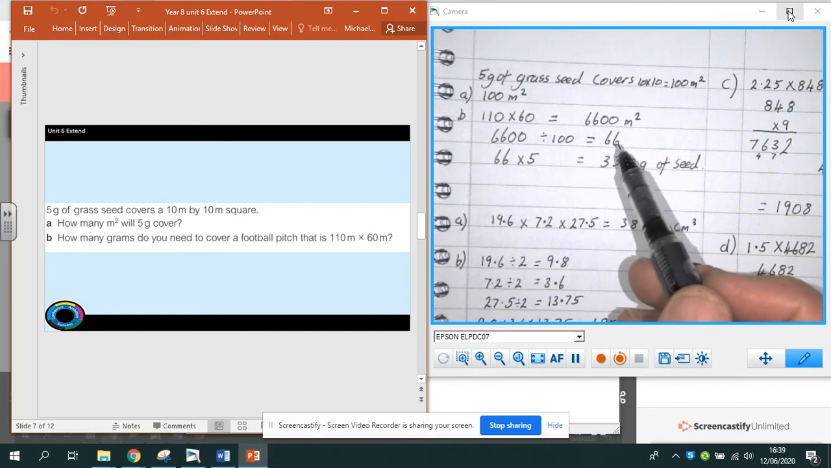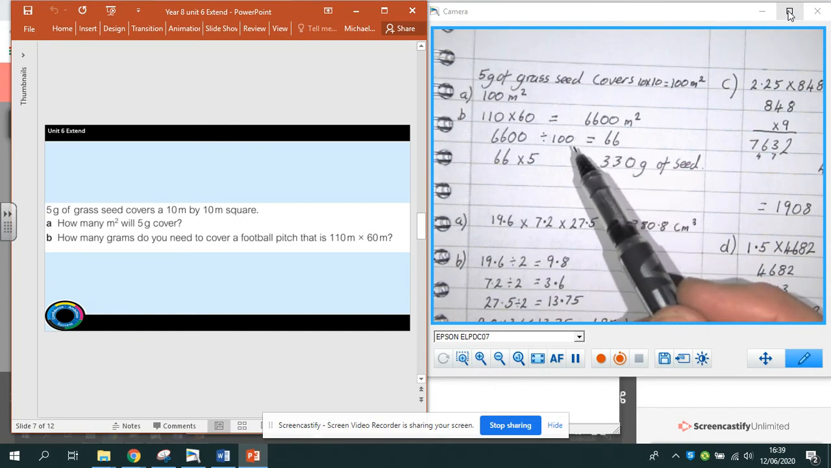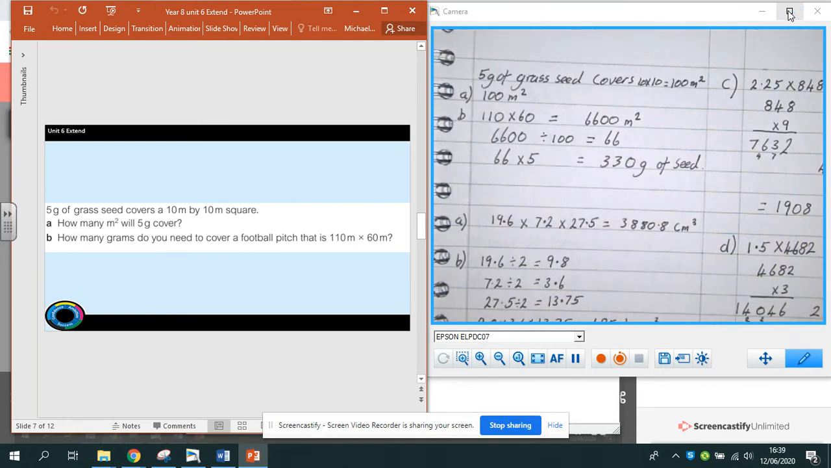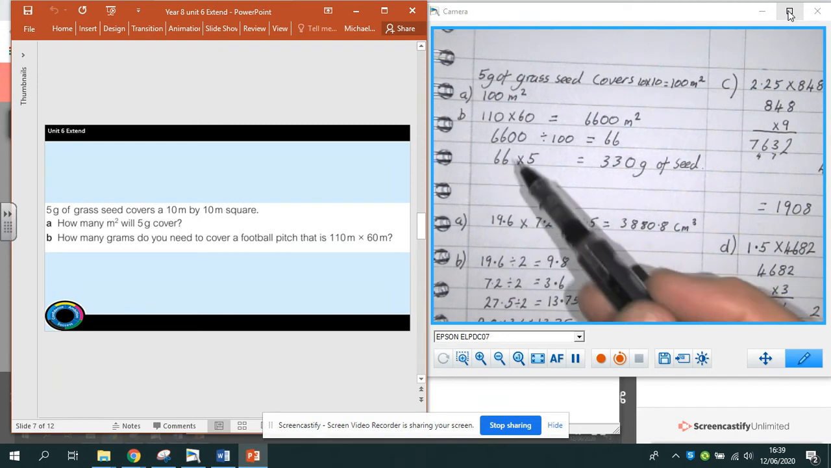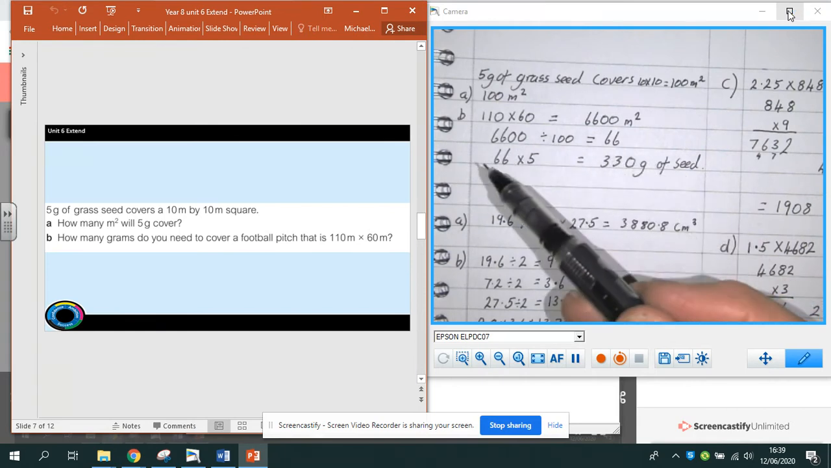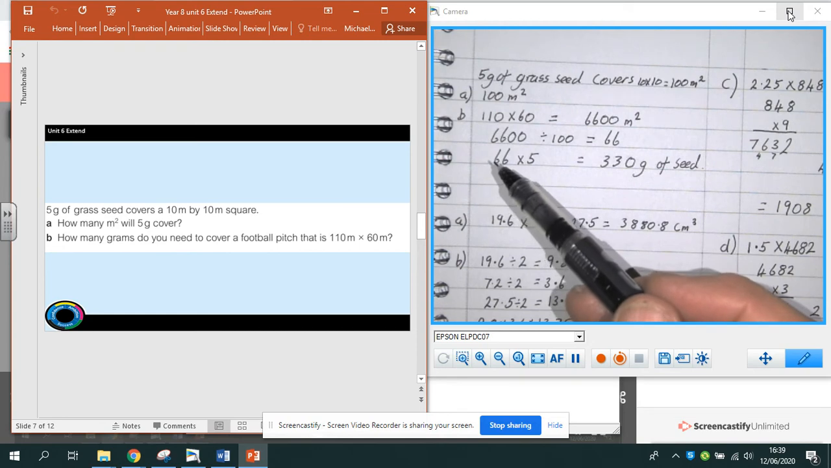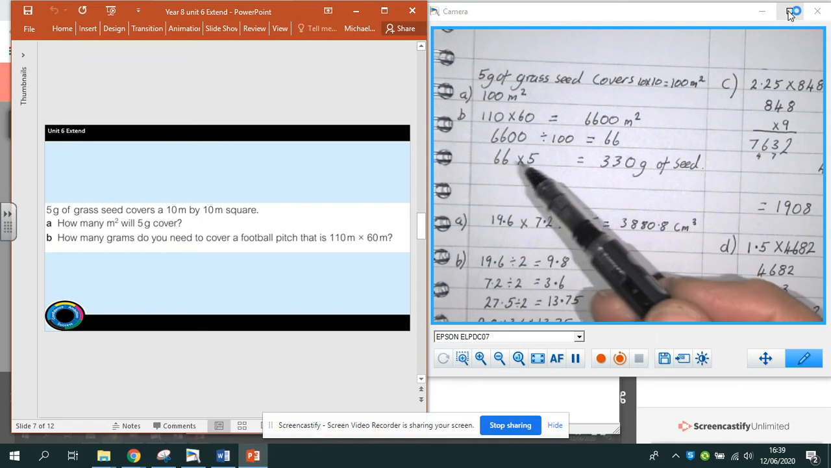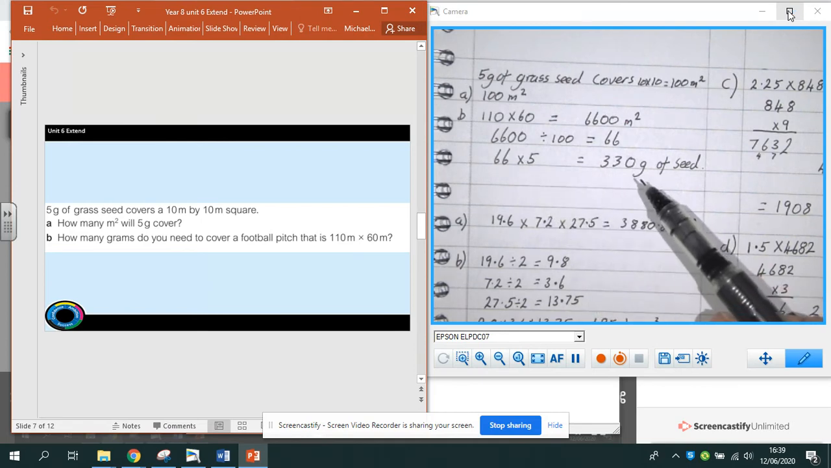Well, how does that help me? Well, I know that I can now work out how many lots of 100 square metres there are in that by dividing 6,600 by 100, which gives me 66. So there are 66 lots of 100 square metres in a football pitch. Each 100 square metres needs 5 grams of seed, so 66 times 5 gives me 330, and that's how many grams of seeds that I need, 330 grams of seeds.